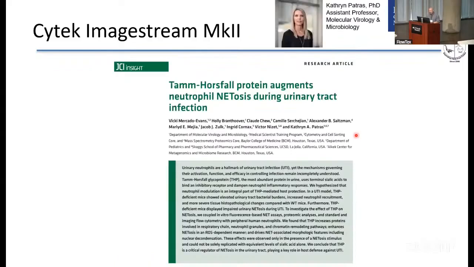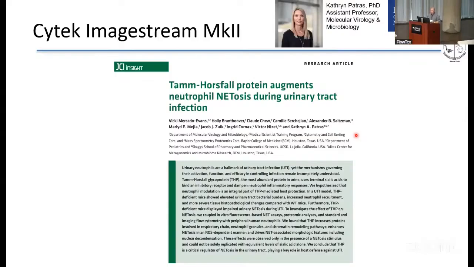Next, I would like to highlight some work done with Dr. Katie Patras. She actually presented this here at FlowTex in 2024. I still wanted to highlight this as an example of using IFC in research. And if you'd like to learn more about her specifics of the UTI model and the biology, you can go back and look at the FlowTex YouTube page and her talk. So obviously, I'll be focusing on more of the technical aspects of imaging flow cytometry.